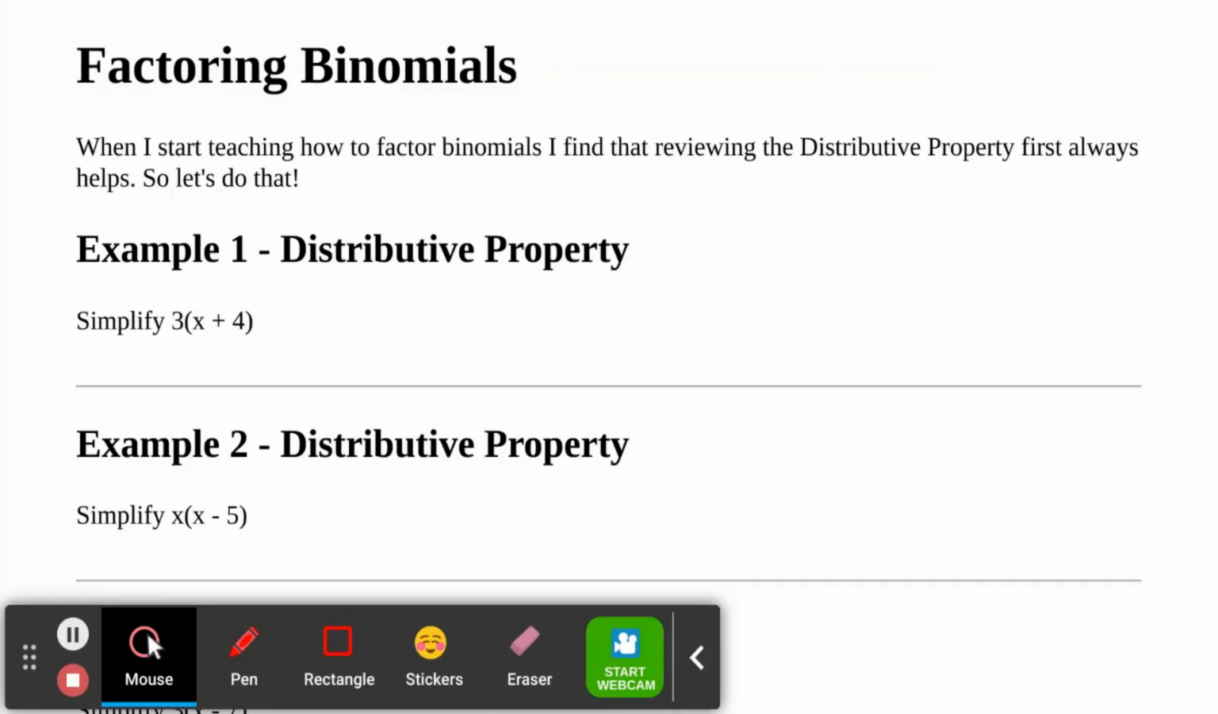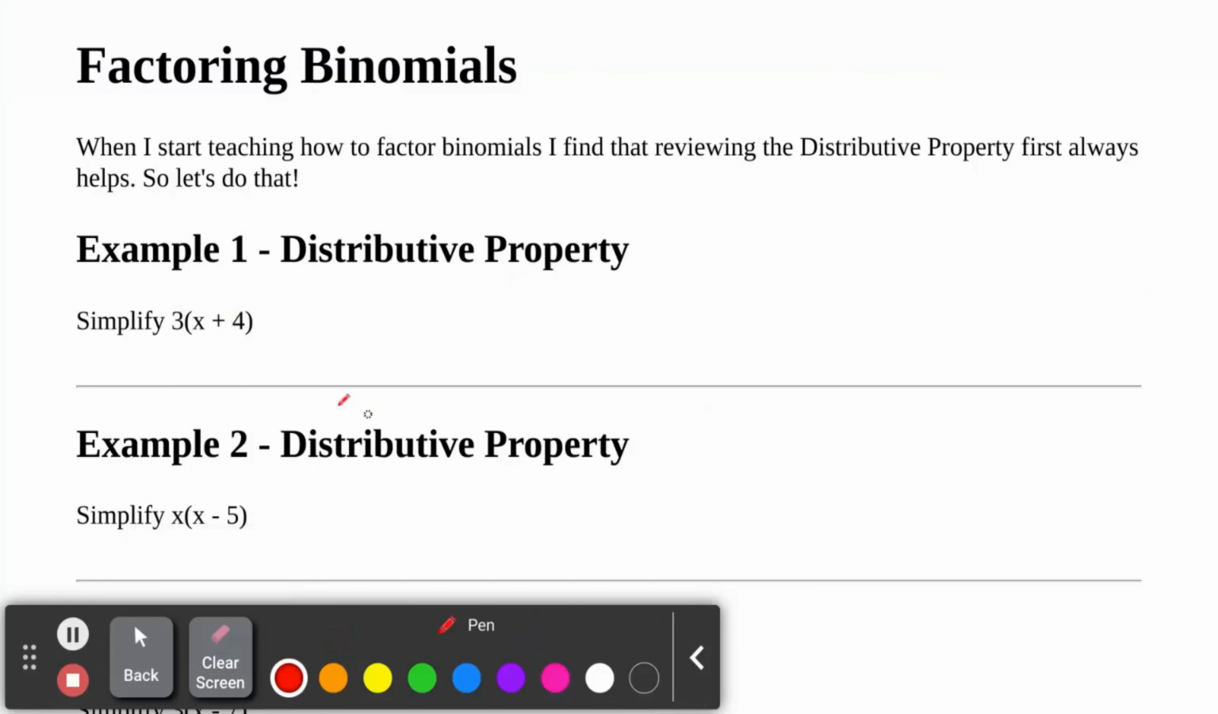In this video, we're going to look at factoring binomials. And when I factor binomials, I first want to start by reviewing the distributive property, because once we do the distributive property, we're working backwards when we factor binomials. And you'll see what I mean in a moment. So let's look at this first example where we have 3 times the quantity x plus 4.